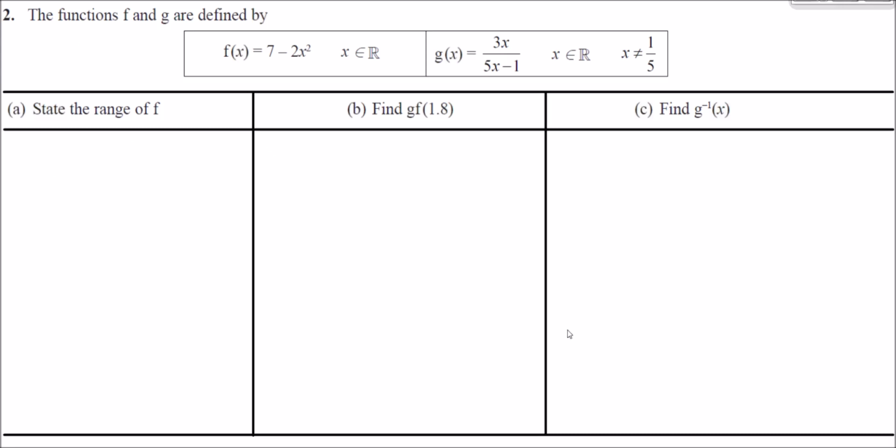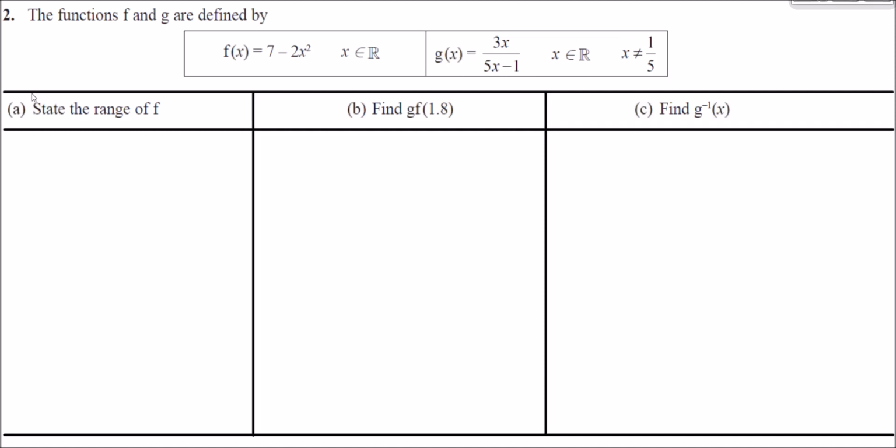Question 2, we have two functions f and g defined as follows. f of x is 7 minus 2x squared, where x is any real number, and g of x is a quotient: g of x is 3x all over 5x minus 1, where again x is any real number, but this time x is not allowed to equal 1/5, because otherwise this denominator would equal 0, which we can't allow.